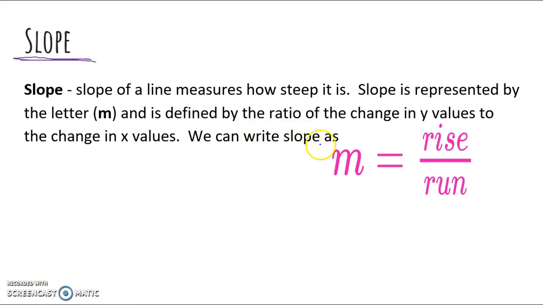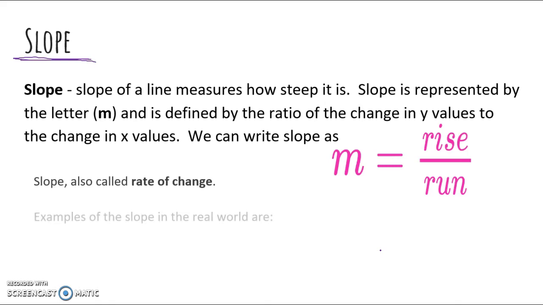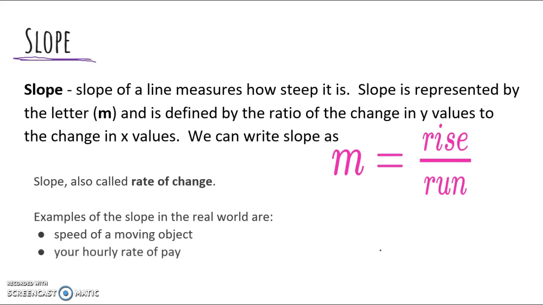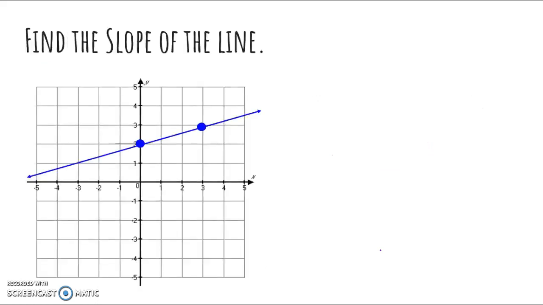We can write slope as m equals rise over run. That's one of the ways you will see slope written. Rise over run. Slope is also called rate of change, so you'll see that as well. Examples of slope in the real world are the speed of a moving object, your hourly rate of pay, or the rate at which a stock value is changing.